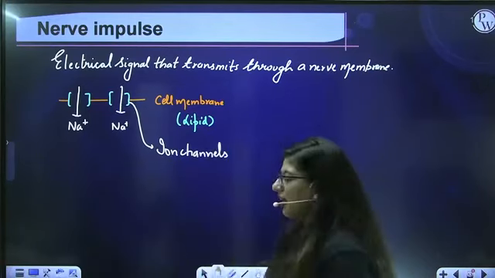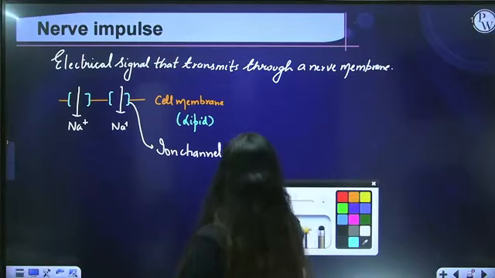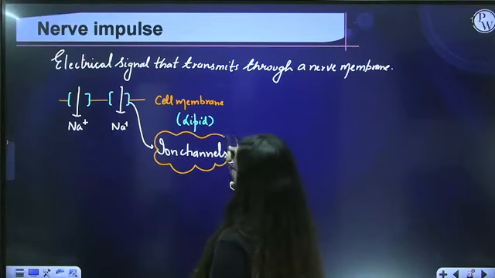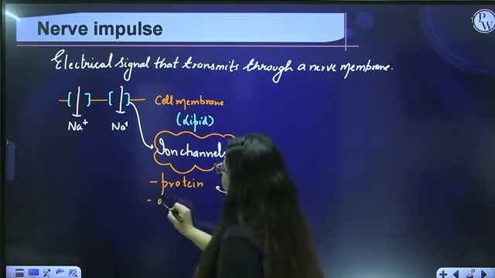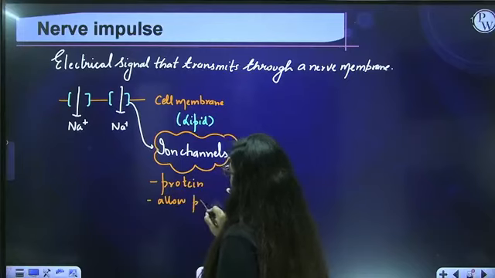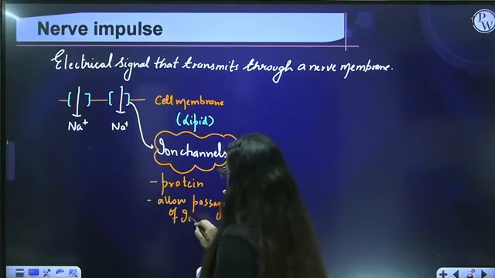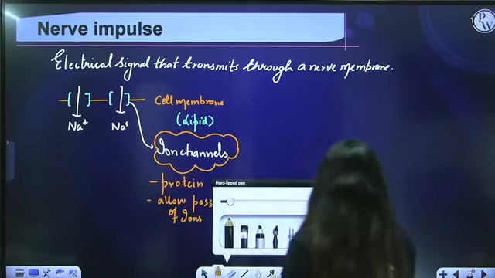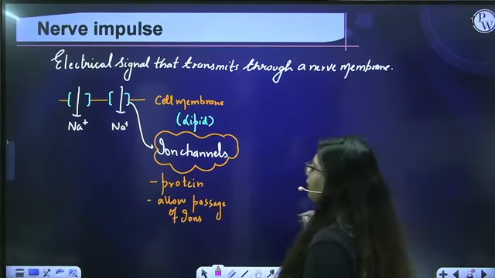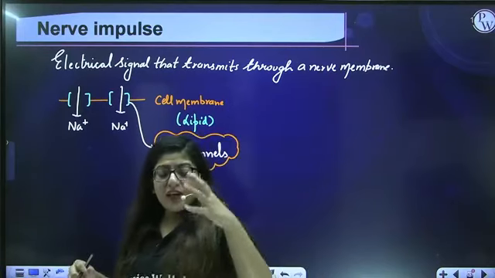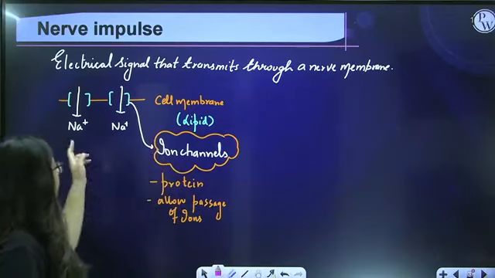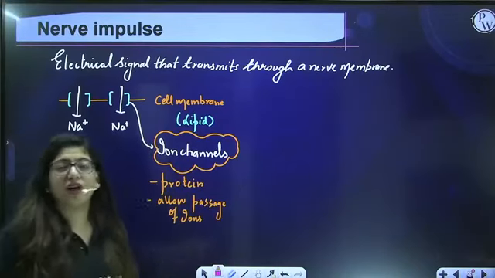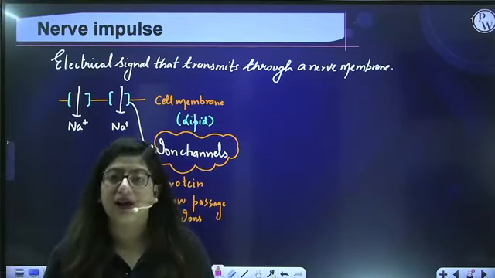Now these ion channels are of different types. First of all, what are these? These are made up of protein, and they allow the passage of ions. Fine. So now what happened here, guys? Ion channels are of different kinds depending upon what type of ions they are transporting. For example, this one is only helping in the transport of sodium ions. So this is a sodium ion channel, right?